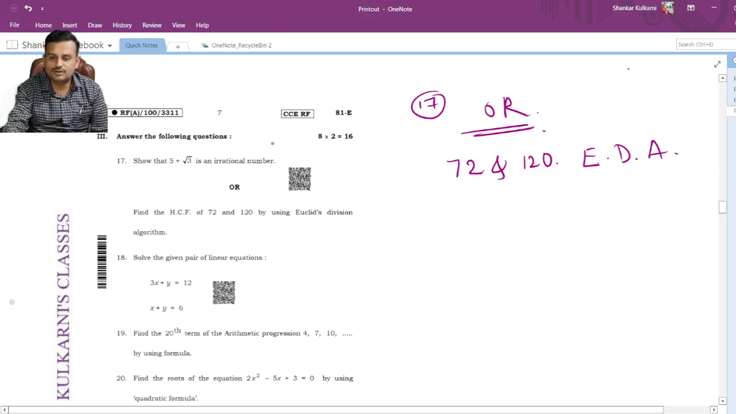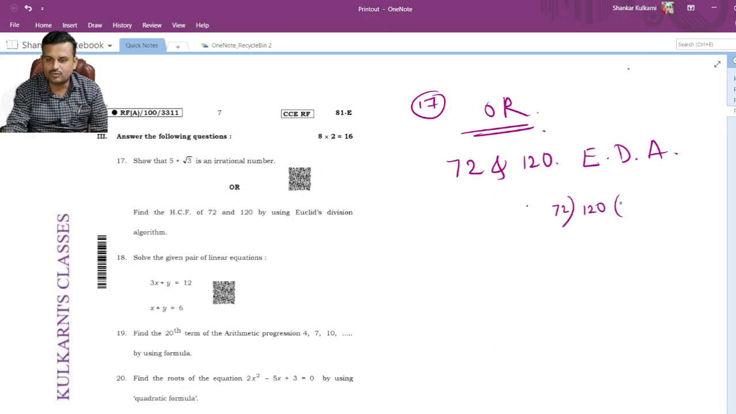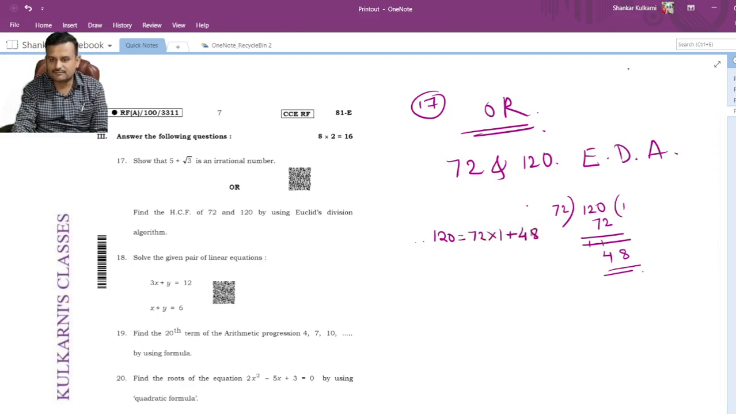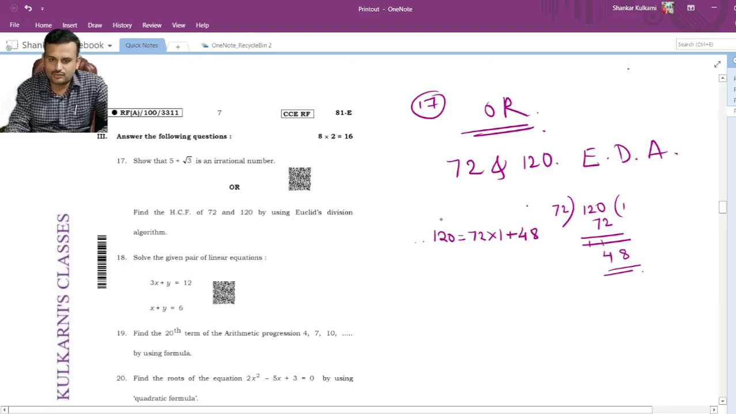Now what we should do here, as you know, first of all we should divide the bigger number 120 by the smaller. So now let us subtract. 12 minus 8 will be 4, so the remainder is 40. Then how can we write 120? Therefore we can write 120 is equal to 72 into 1 plus 48. So we know that the standard form is a equals bq plus r.